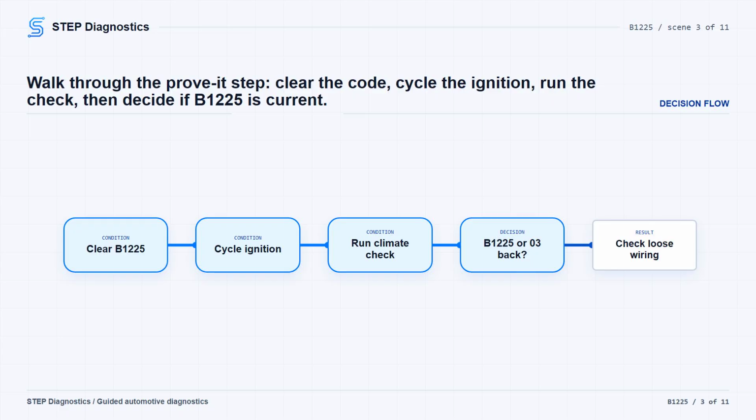If B1225 or the matching climate control self-diagnostic indication comes right back, continue into the circuit checks. If it does not come back, treat it as an intermittent failure and inspect for loose wires or poor connections in the in-car temperature sensor circuit before going deeper.